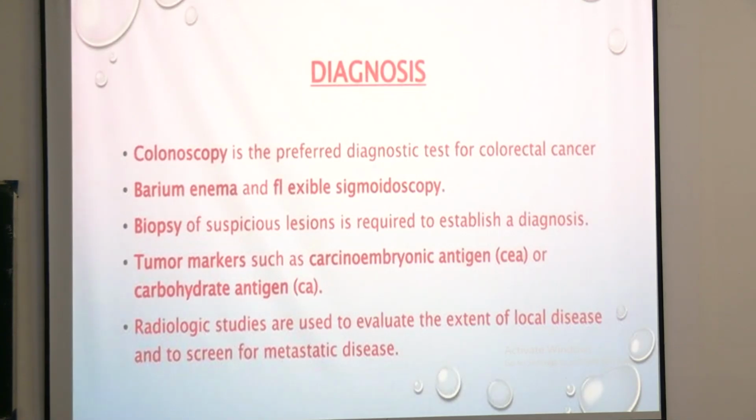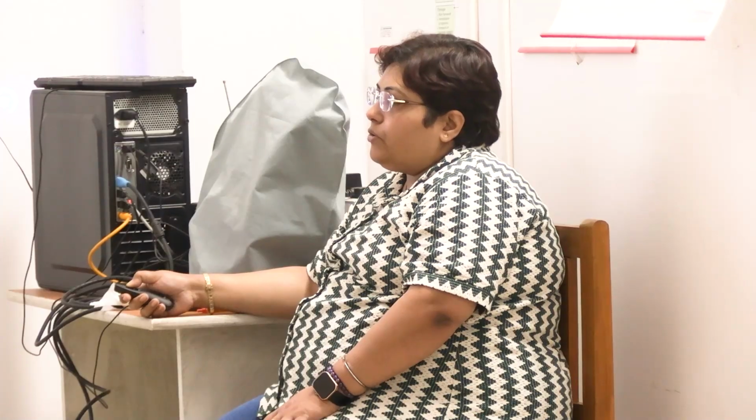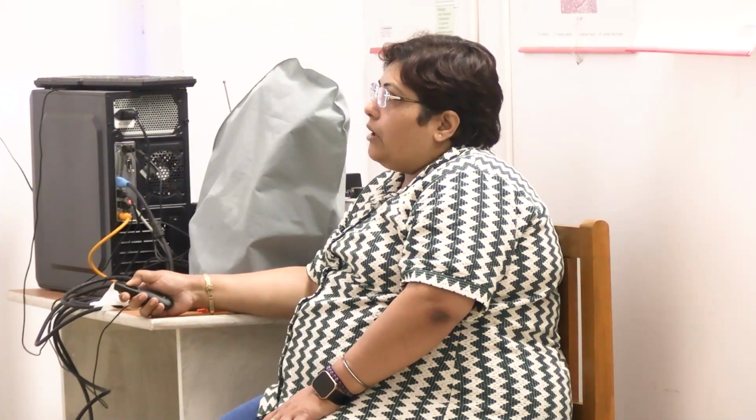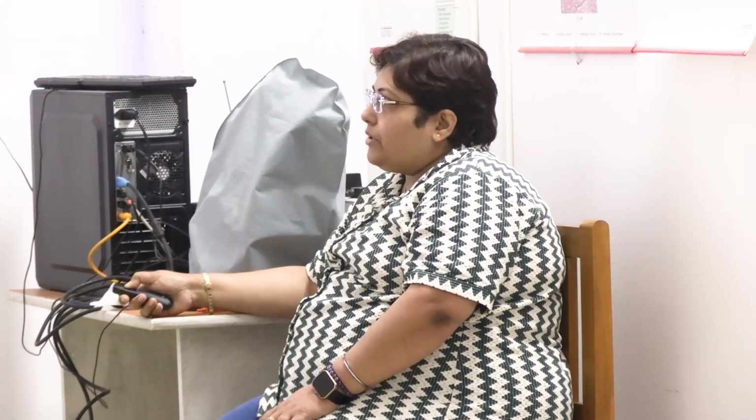Diagnosis: if the patient presents with the signs and symptoms that I previously told, you go for a flexible colonoscopy. And you take the biopsy from the suspicious areas or lesions and you examine under microscopy. So, if the colonoscopic biopsy is positive, then you go for further examination. And CEA or carcinoembryonic antigen is the tumor marker which is positive for colorectal carcinoma.